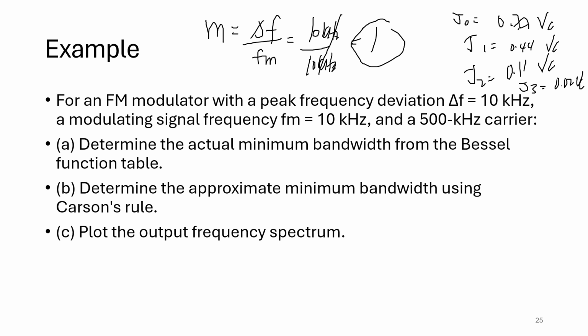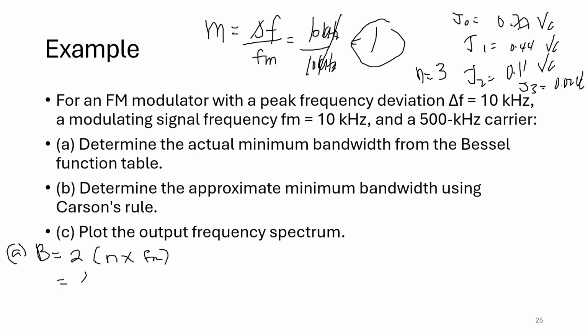Actually, what we need here is our N. So what is our N here? We have 3 there. Why 3? Because there are 3 sidebands produced when our modulation index is equivalent to 1. So for letter A, what is the actual minimum bandwidth? From our formula a while ago, this is 2 multiplied by N multiplied by fm.